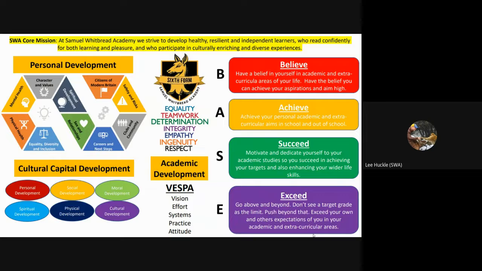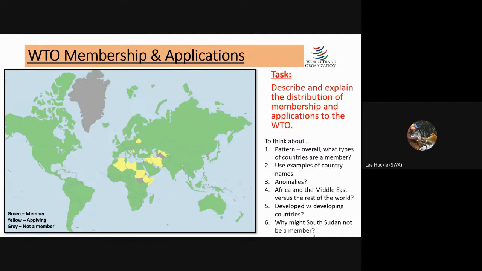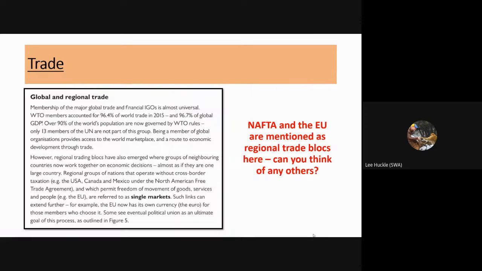So this is where we started with looking at World Trade Organization membership and applications, where the green countries are members, the yellows are the ones currently applying, and the grey are not members of the WTO. We then discussed an overview of global and regional trade as part of IGOs. And then that bit in red, NAFTA and the EU are mentioned as regional trade blocs, and we discussed, can you think of any other trade blocs that you'd previously studied from the globalisation unit? Again, another really good synoptic link.